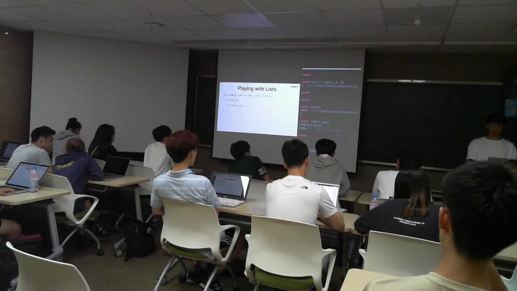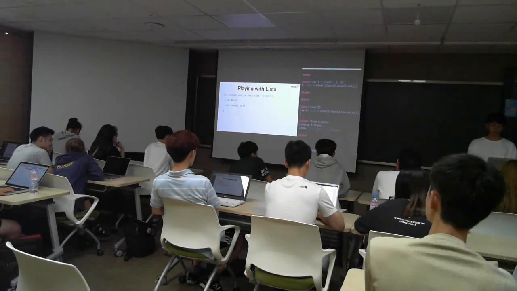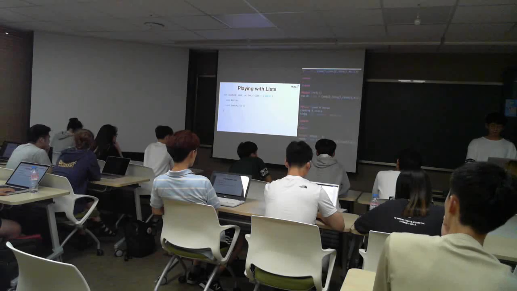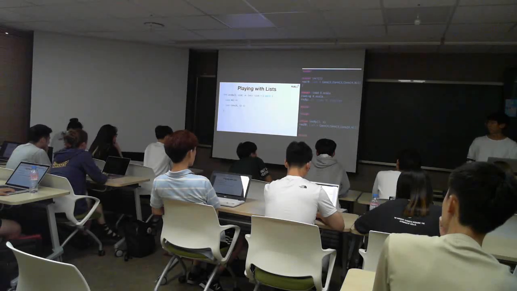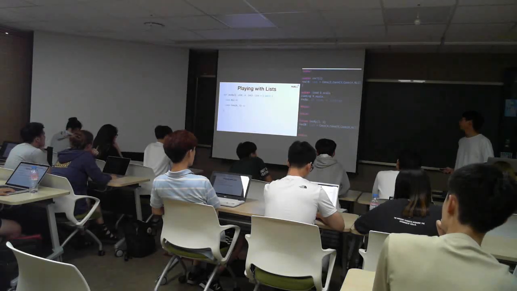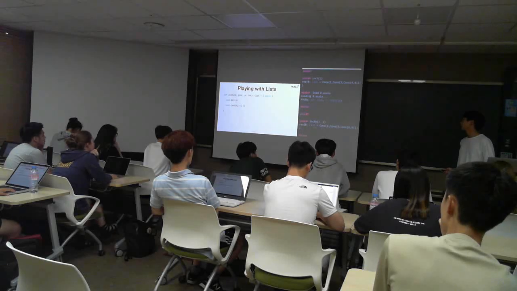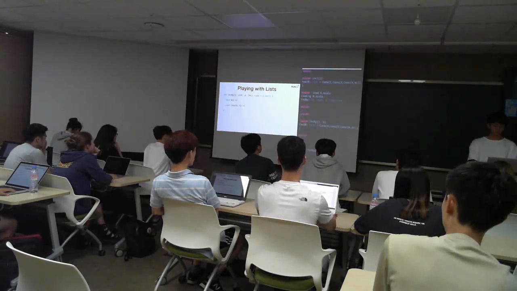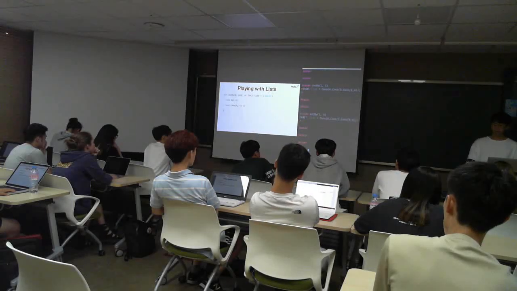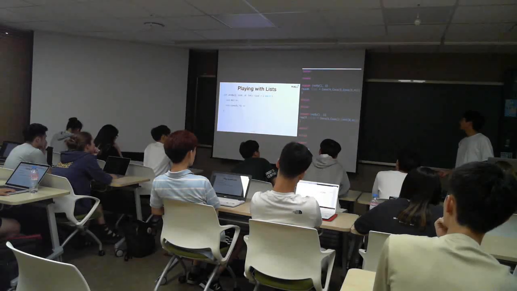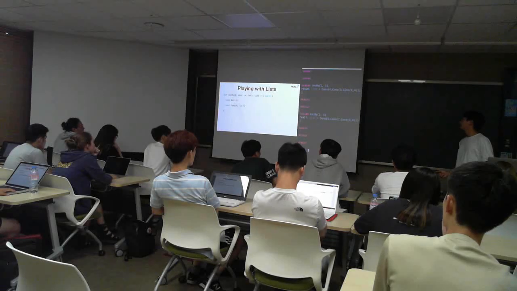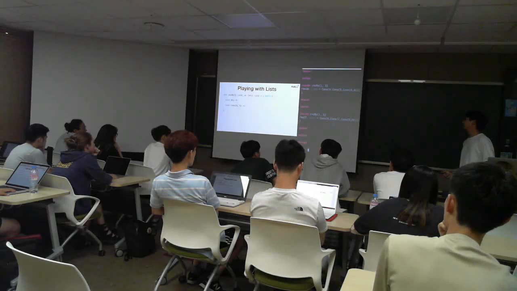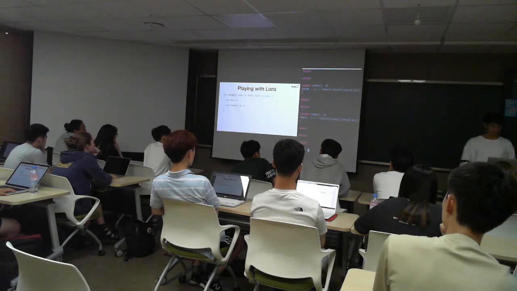We call inc bar with L, which is a list of 1, 2, and 3, with 3. Then every element is increased by 3, and the returned list will contain 4, 5, and 6. Also, we can try different arguments, like 5. Then it will return the list whose elements are increased by 5, so it will contain 6, 7, and 8.